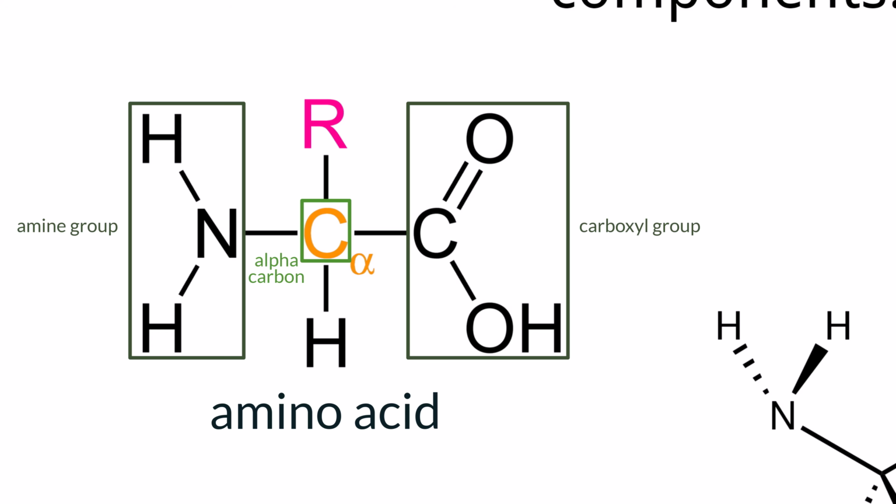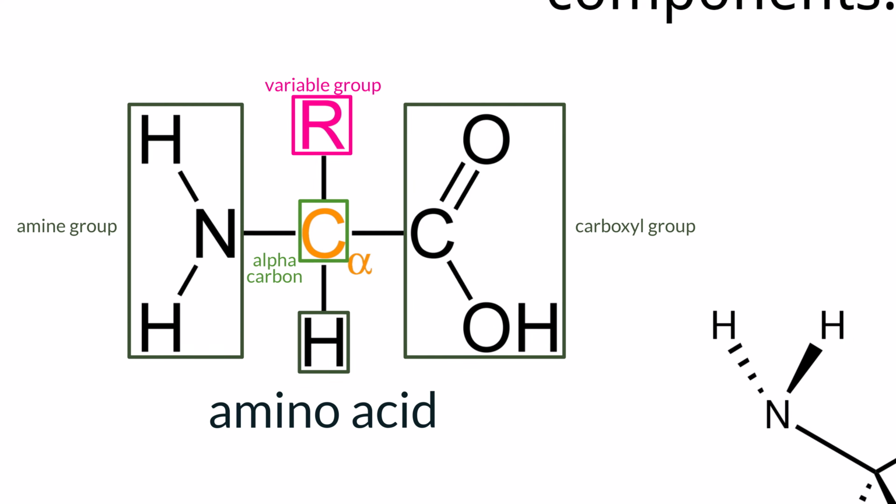The next 2 parts stemming from that central carbon are a single hydrogen atom and a variable group that we represent with the letter R. This R is just a placeholder for a larger structure that is attached at this point. But when we are drawing a general amino acid, we do not know what structure is attached. So we put an R there to represent where that structure would be if it were attached.